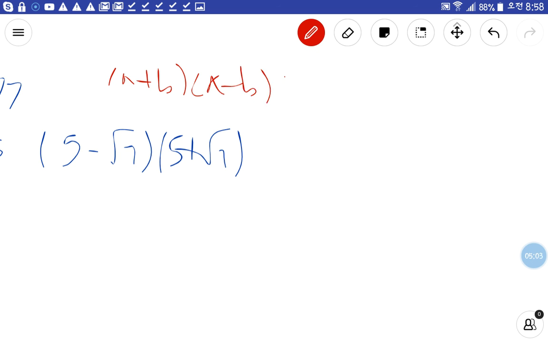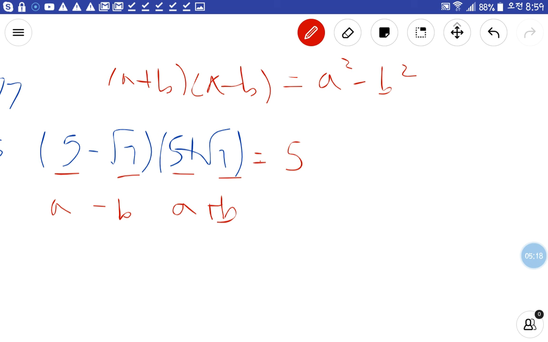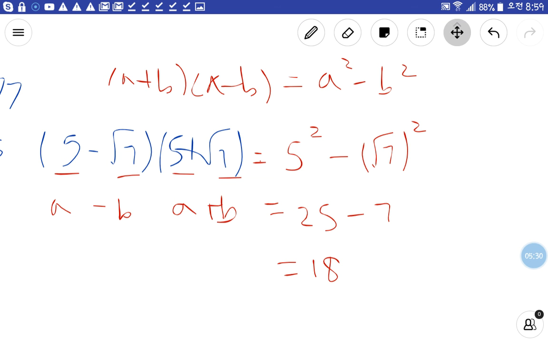How could you simplify that? A squared minus b squared. So look, 5 and 5, a and a. Radical 7, b and b, with a minus in place. It's going to fit exactly. So 5 squared minus radical 7 squared. 5 squared is 25. Radical 7 squared is 7, which gives 18. That's the answer. Simple, right?